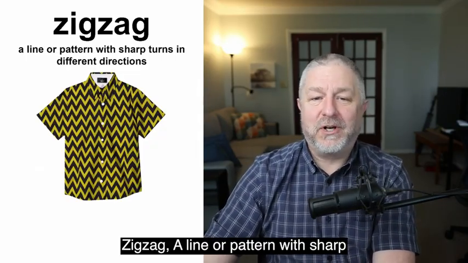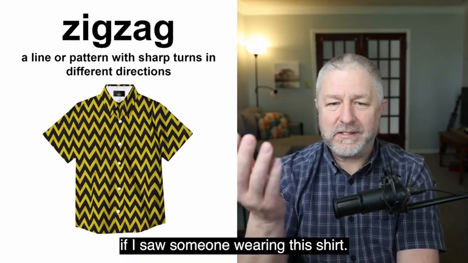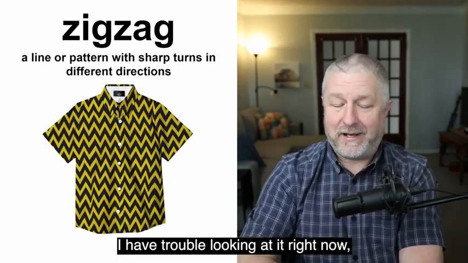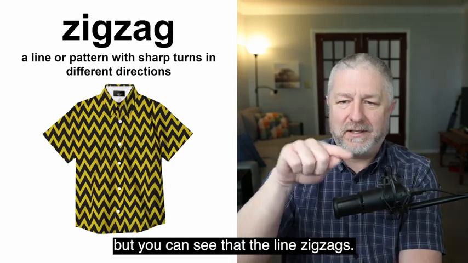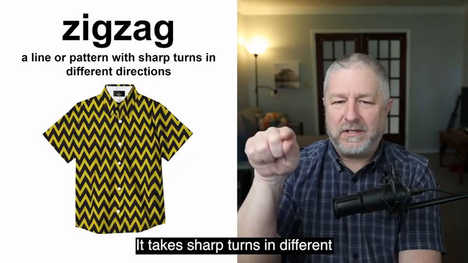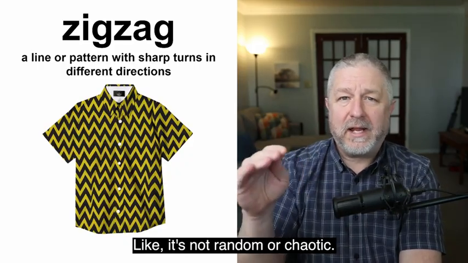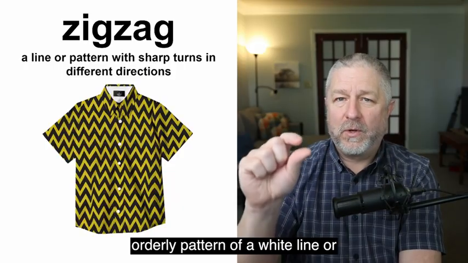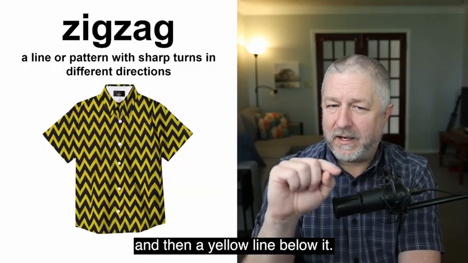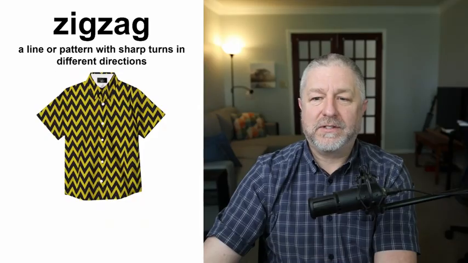Zigzag, a line or pattern with sharp turns in different directions. This shirt would drive me crazy. If I saw someone wearing this shirt, it would just make me feel strange. I have trouble looking at it right now. But you can see that the line zigzags. The line goes up and down. It takes sharp turns in different directions, and they are all the same. Like, it's not random or chaotic. It's definitely a very logical, orderly pattern of a white line or a black line going up and down, and then a yellow line below it. So zigzag, a line or pattern with sharp turns in different directions.